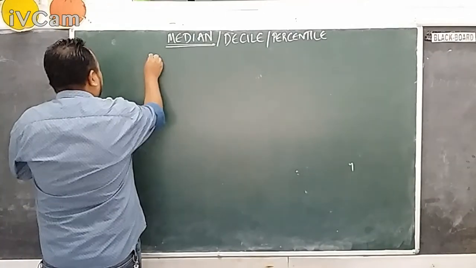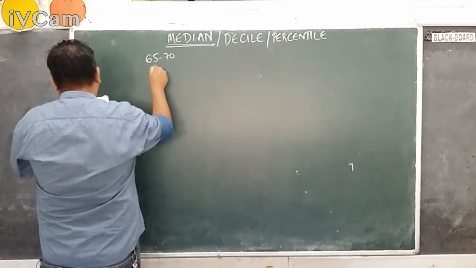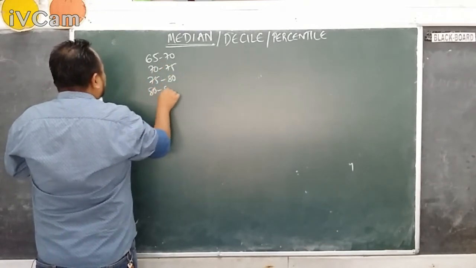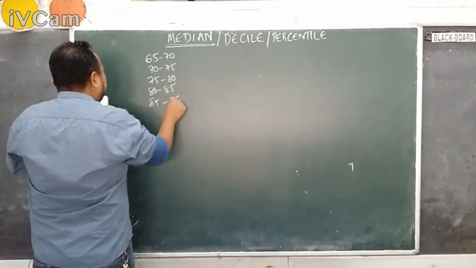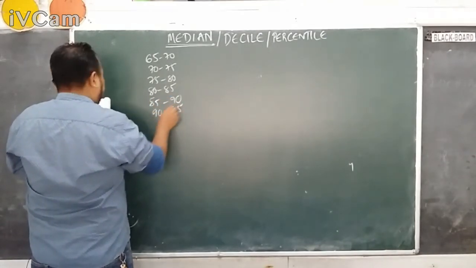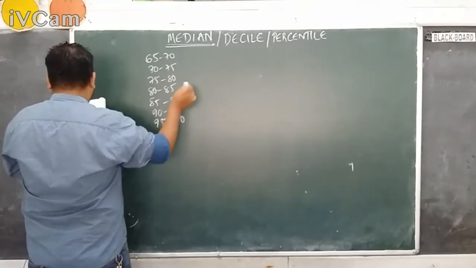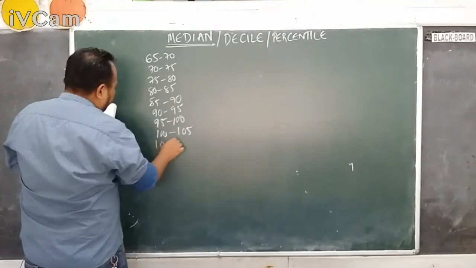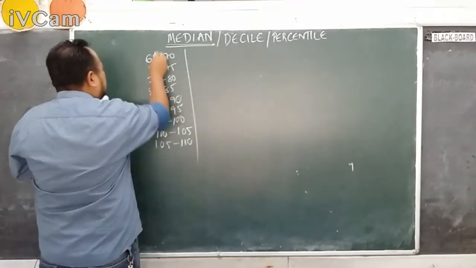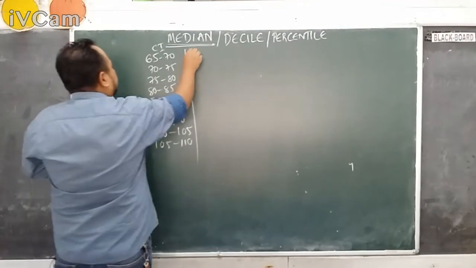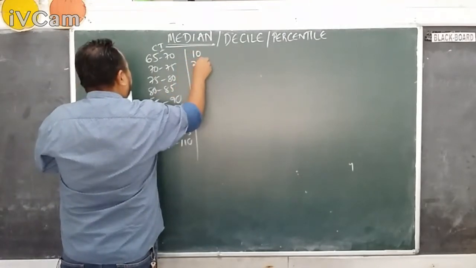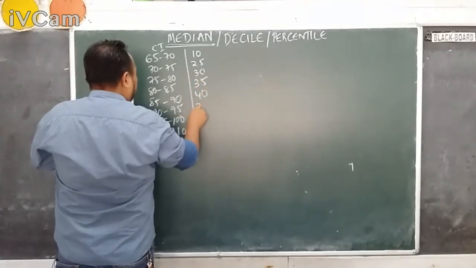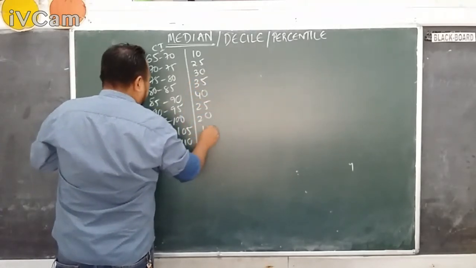The class intervals are 65 to 70, 70 to 75, 75 to 80, 80 to 85, 85 to 90, 90 to 95, 95 to 100. This will make everything clear. 100 to 105 and 105 to 110. So this is the class interval, and the frequencies are 10, 25, 30, 35, 40, 25, 20, 10 and 5.